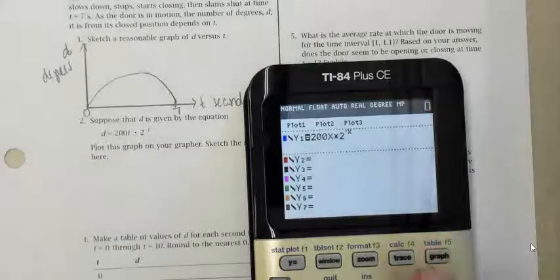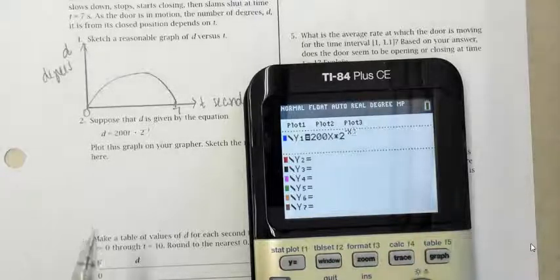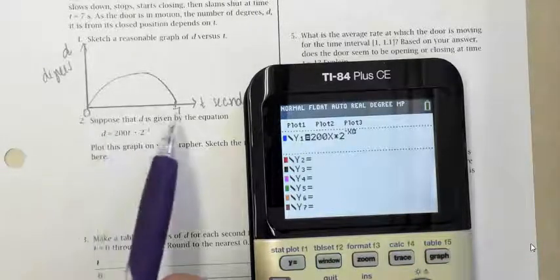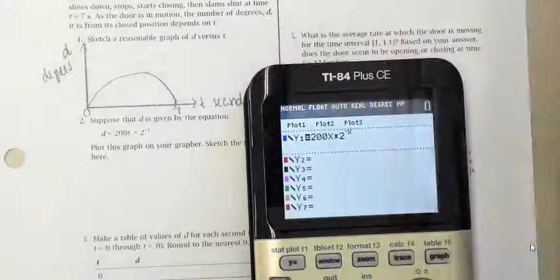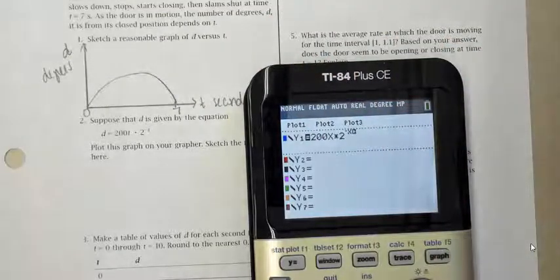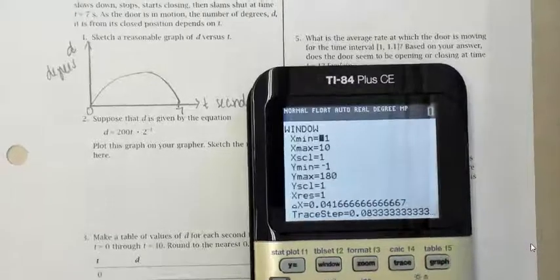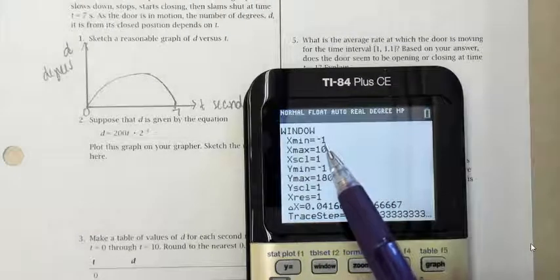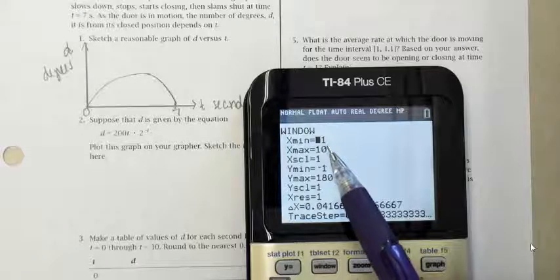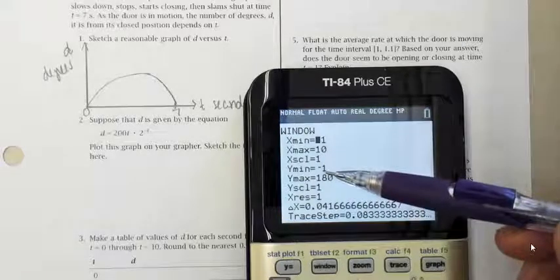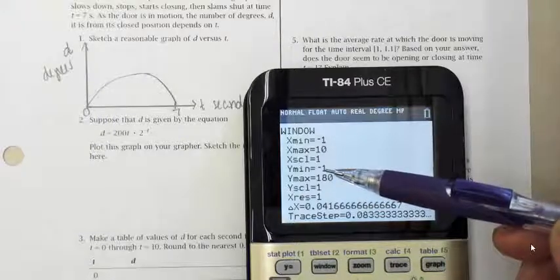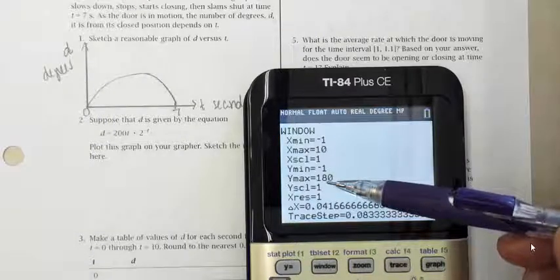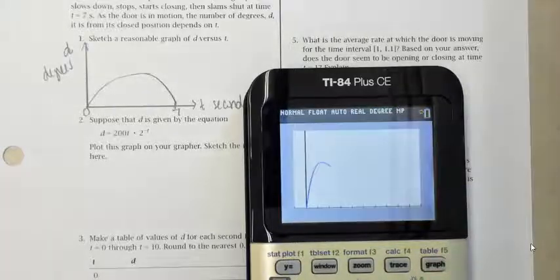Okay, we're probably going to want to deal with our window a little bit here. So let's see, my x-axis or my horizontal axis needs to go from 0 to 7. But my degrees, like think about opening a door, right? Doors don't usually open 360 degrees. I think the most my door in the hallway can open is 180 degrees, okay? So for my window, my horizontal axis, I'm just going to go to -1 so I can actually see the y-axis to 10. And then for my vertical axis, I'm going to go from -1 so I can actually see the x-axis up to 180 degrees. Okay, I'm going to graph that.